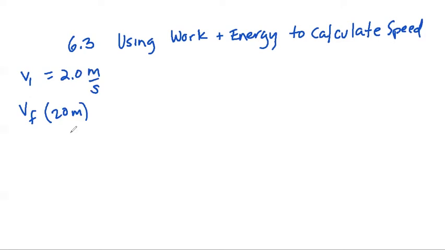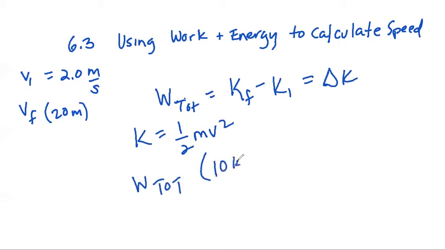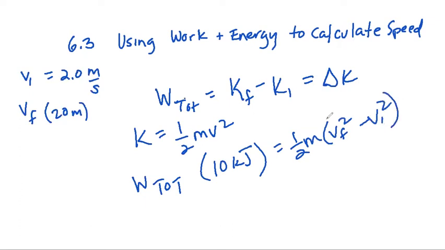All right, so I'm going to use the work-energy theorem, and we've got a constant force here, so work total equals K final minus K initial, or delta K. And we've defined K equals 1/2 mv squared. So work total, which was 10 kilojoules, right? 10 kJ equals 1/2 m times v final squared minus v initial squared. So I need m.